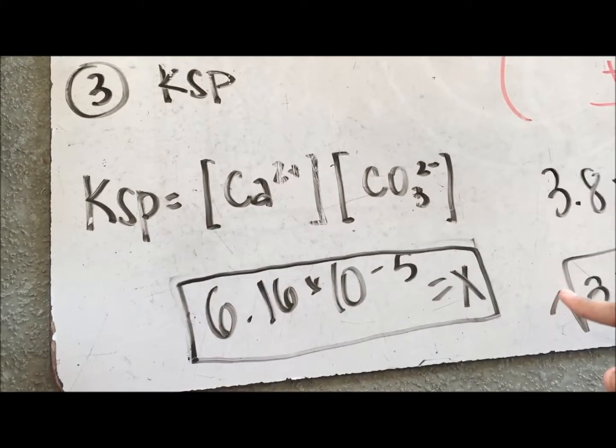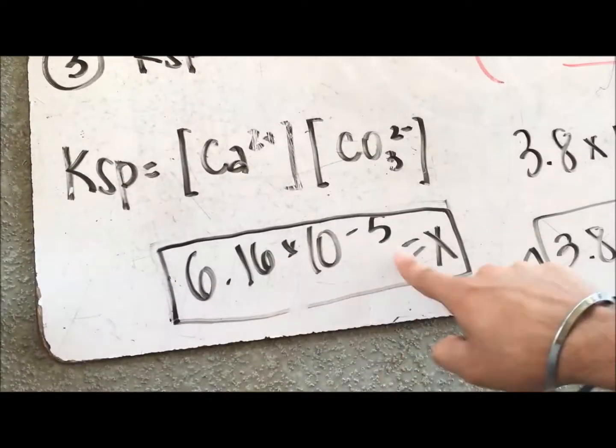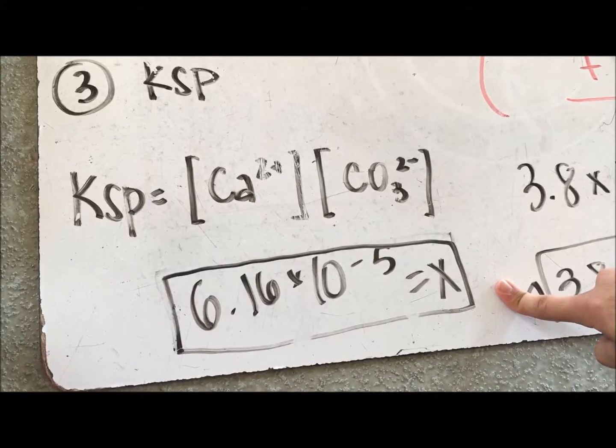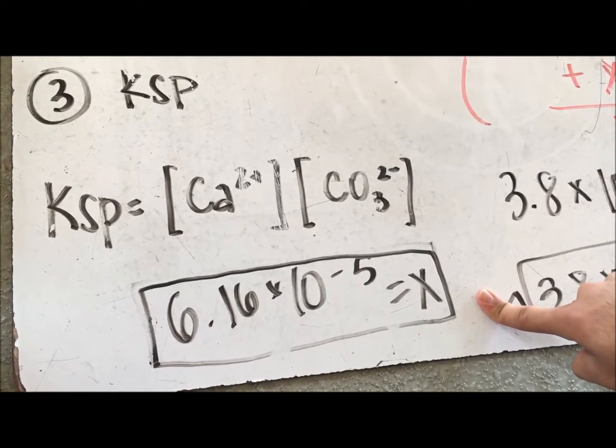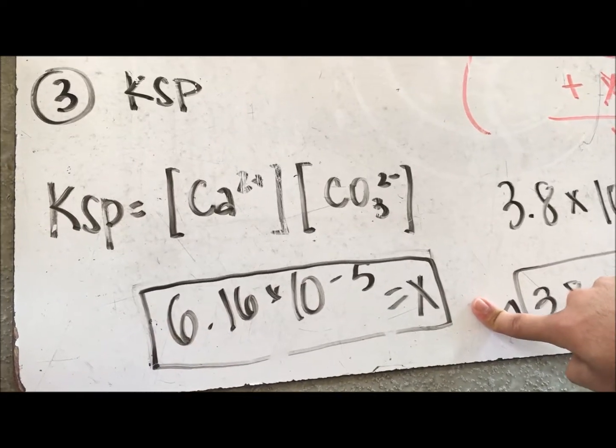This is our solubility. The answer to the question, what is the solubility, is 6.16 times 10 to the minus 5, which means that this is the amount of calcium carbonate that we can dissolve in a given solution of water before the solution is saturated.